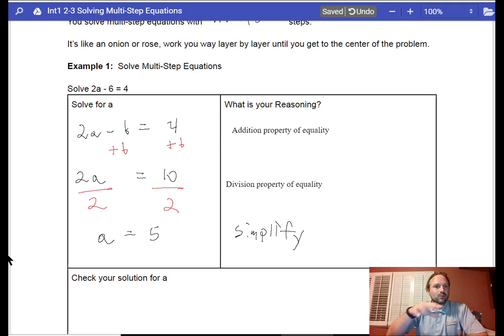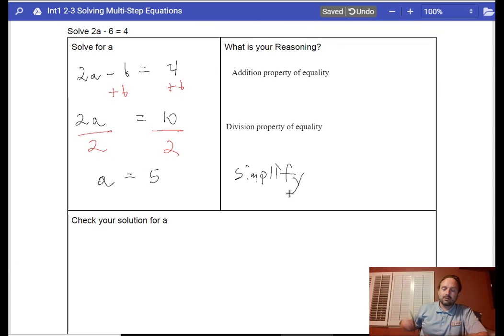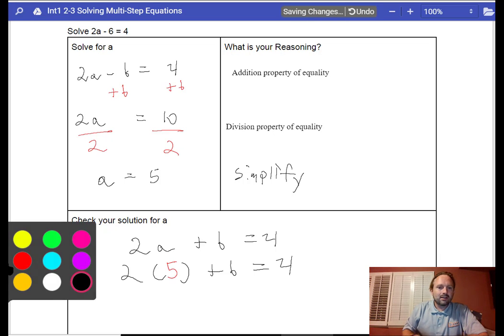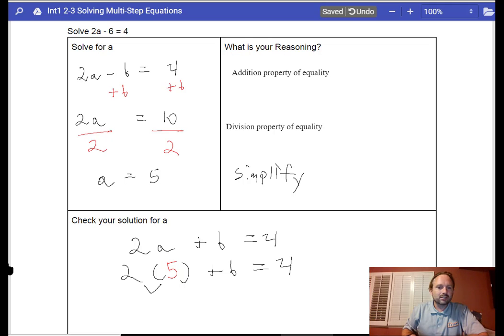So there's your 2 things you have to do in order to solve equations. Do the work and justify your reasoning. Well, there's a third thing you have to do. Check your solution. So you take the original equation right here, 2 times A minus 6 equals 4, and you're going to substitute for your value that you got. So the value we got was 5.